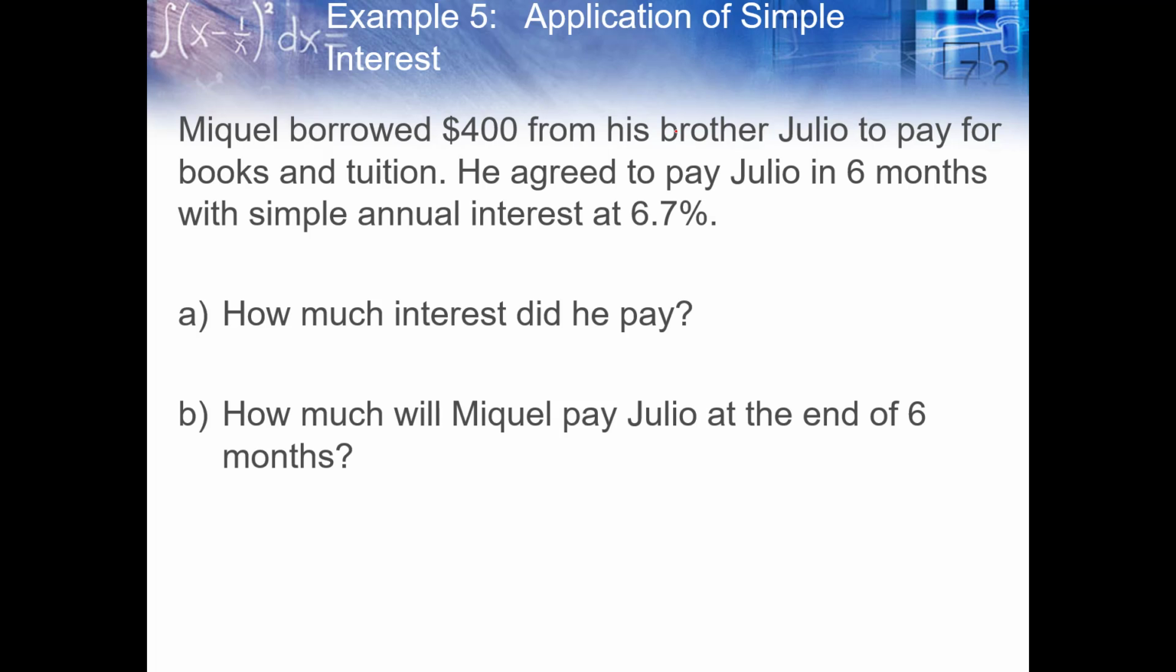Some of them will be simple interest examples, such as this one right here. Now here we have a guy named Miguel. He's borrowing $400 from his brother Julio to pay for books and tuition. And he agreed to pay Julio in 6 months with an annual simple interest rate of 6.7%. And the first question is, how much interest did he pay?